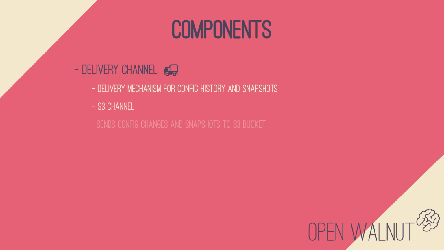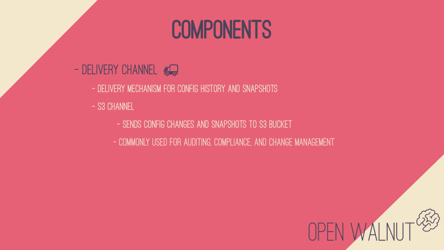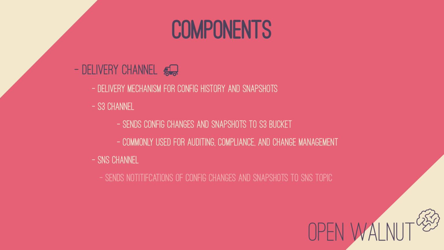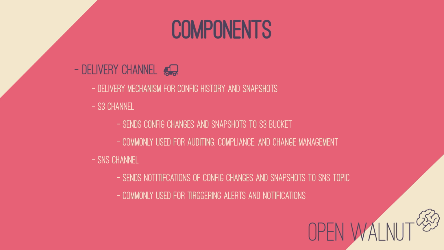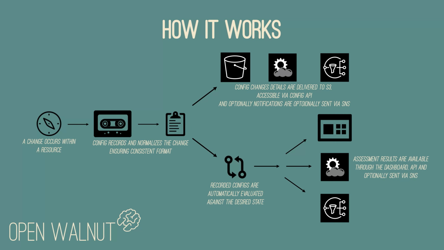S3 delivery channel sends configuration changes and snapshot data to an S3 bucket in your AWS account. S3 delivery channel is commonly used for auditing, compliance, and change management. SNS delivery channel sends notifications of configuration changes and snapshot data to an SNS topic. SNS delivery channels are commonly used for triggering alerts and notifications to other AWS services or external systems.